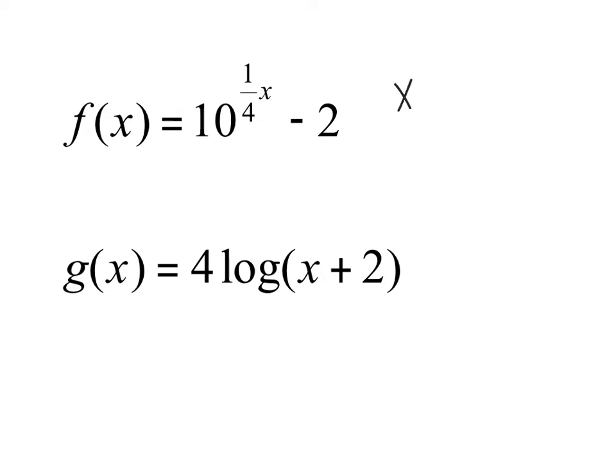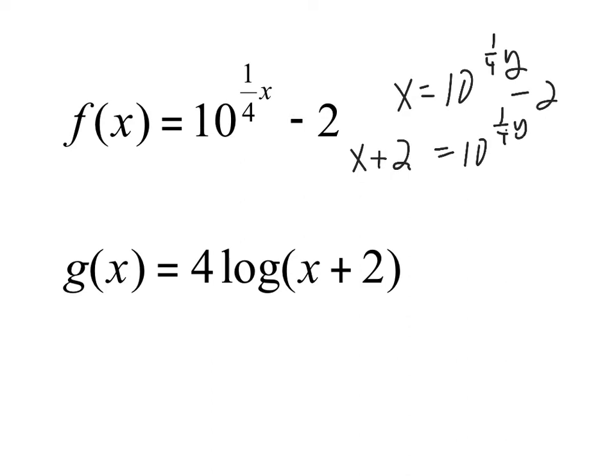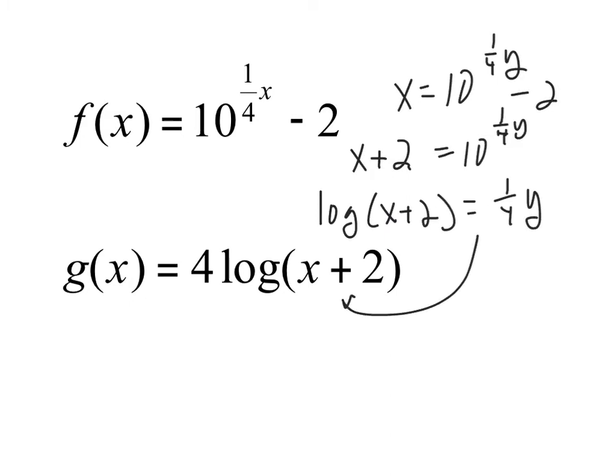So if x equals 10 raised to the 1/4 y minus 2, I'll add 2 to both sides. Do you like that save? And then I've got to get rid of the 10 to the power, so I'll do the log base 10 of both sides. That equals 1/4 y. And then if I multiply by 4, do you see how I got that? I could have dropped it in. Why don't we drop it in? What if I drop f of x into g of x? What if I find f of g of x?